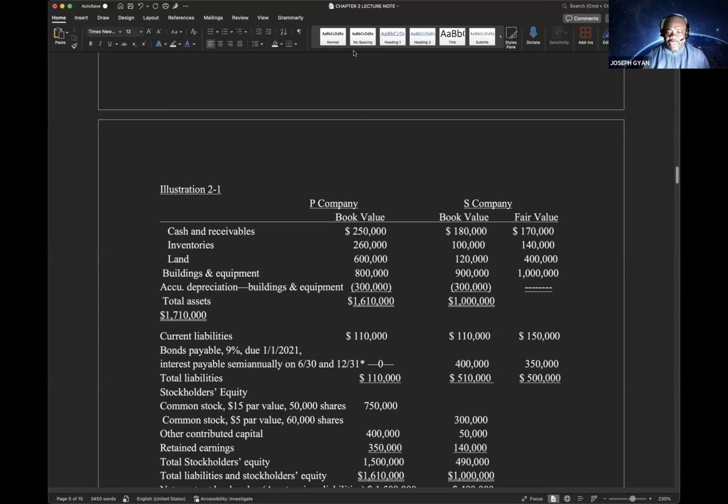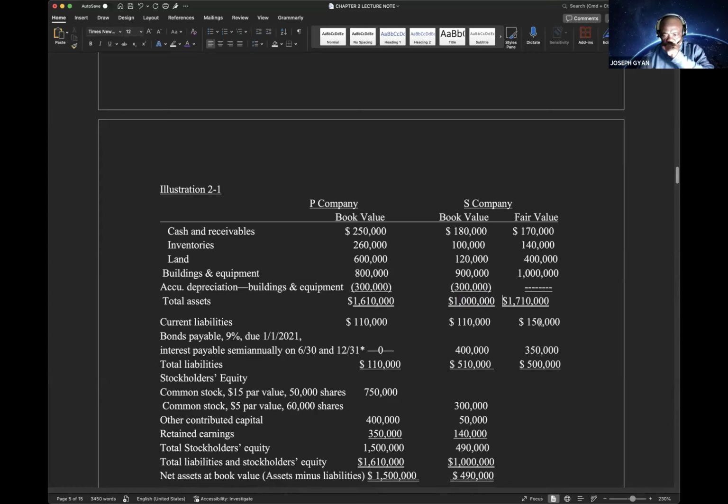They have the inventory, which is now valued at 140. They have the land, which is now valued at 400,000. They have the building and equipment, 900. Now the market value is 1 million. So the total asset less accumulated depreciation of 300, so 1 million is the book value. Okay, so the total asset now is 1,710,000 based on the fair value.